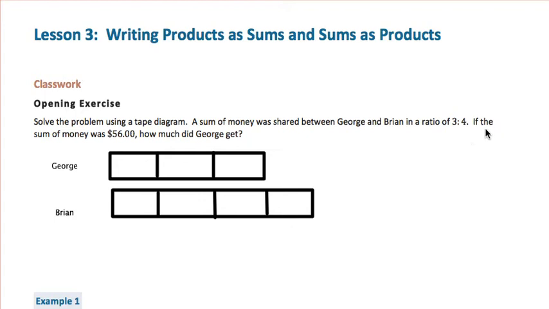The next piece of information they gave us is that the sum of money was $56. So this sum of money, which was shared between George and Brian, is a total of $56. And I would represent that with a brace and the $56 amount.